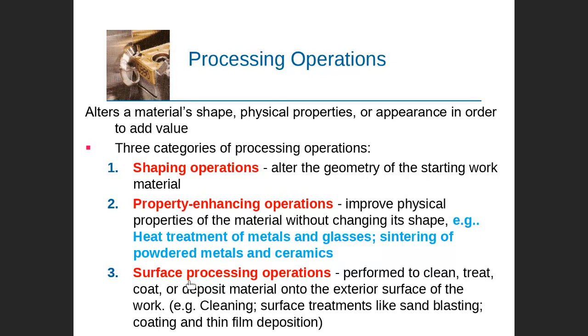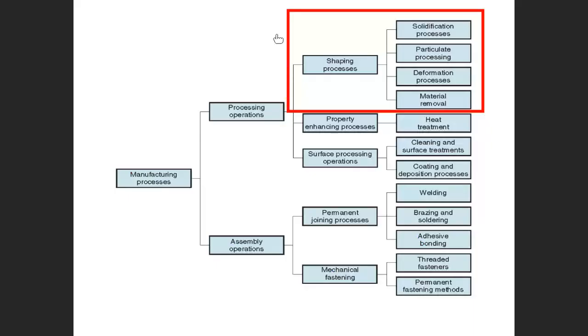And the next is the surface processing operation. We do cleaning, treatment, coating, deposit material on the surface, painting, and so on. The idea is to protect the surface from the environment, right? Let's just move forward. Start with the shaping.